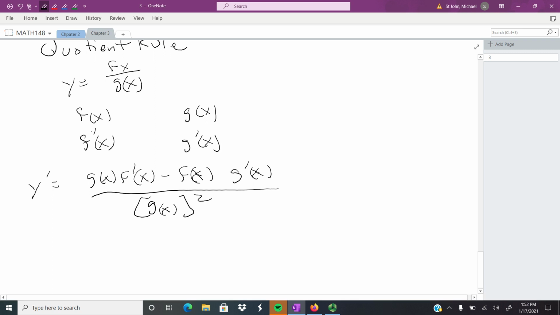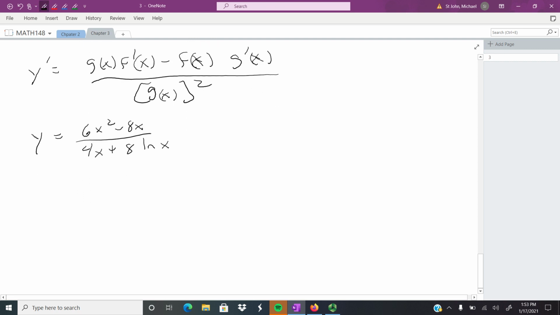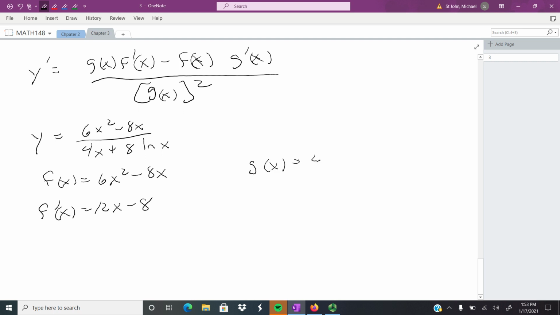So let's do an example of that one. Let's say we have y equals 6x squared minus 8x over 4x plus 8 ln x. So again, the f of x part is going to be the 6x squared minus 8x, and the derivative of that part is going to be 12x minus 8. And then my bottom piece, g of x, is 4x.